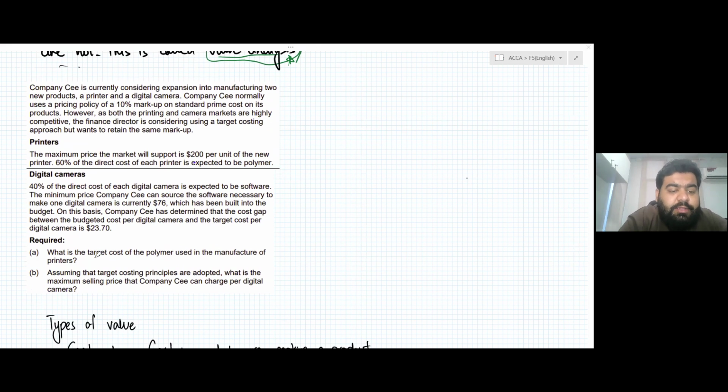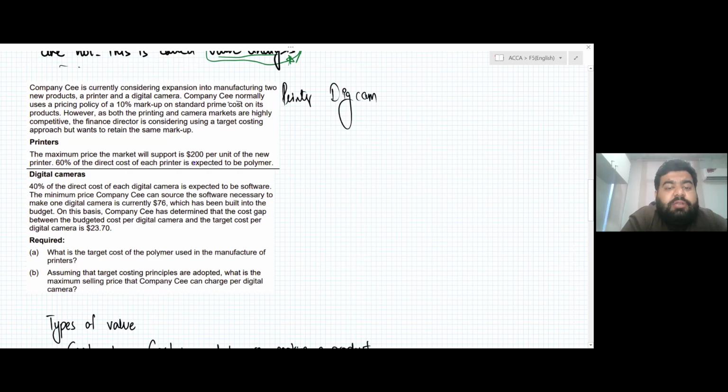It's written that company C is currently considering expansion into manufacturing two new products. So there are two new products company C is going to expand into: the printers and the digital cameras. I'm writing it here on the side. The company is going towards two new products: digital cameras and printers, right?